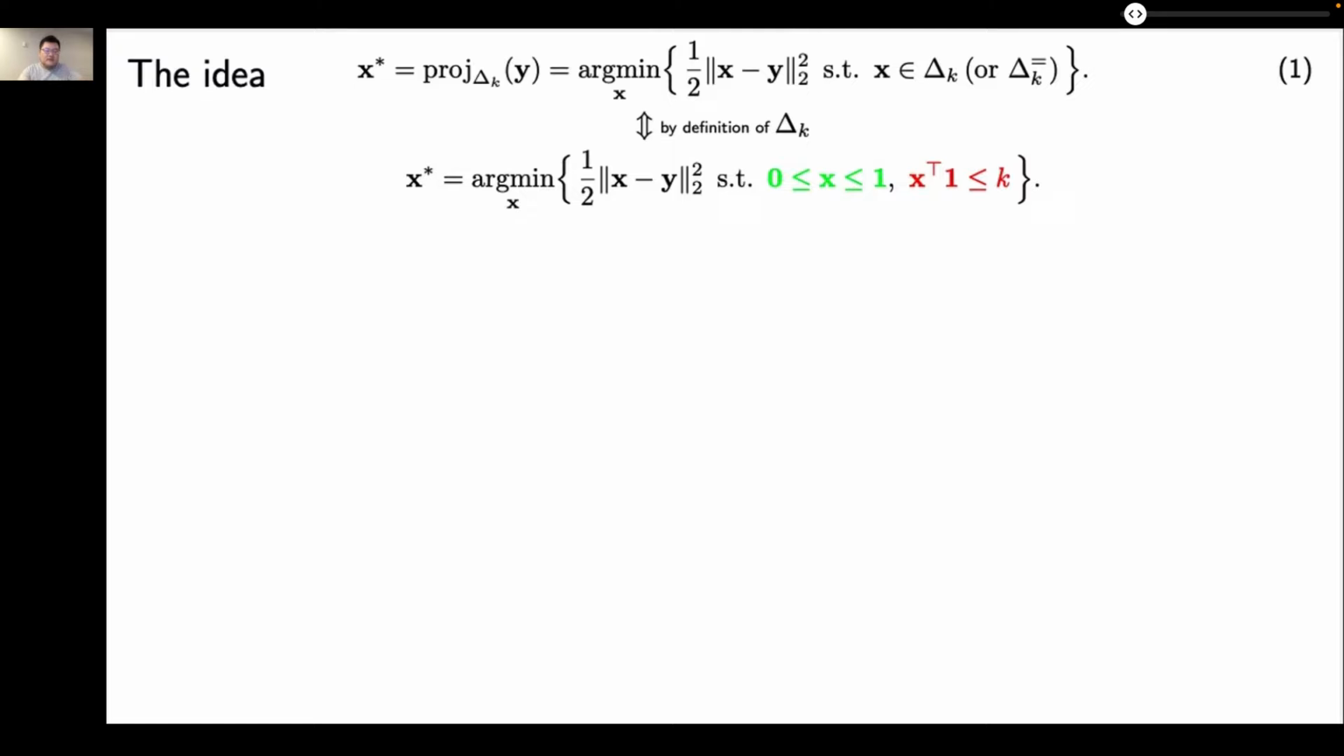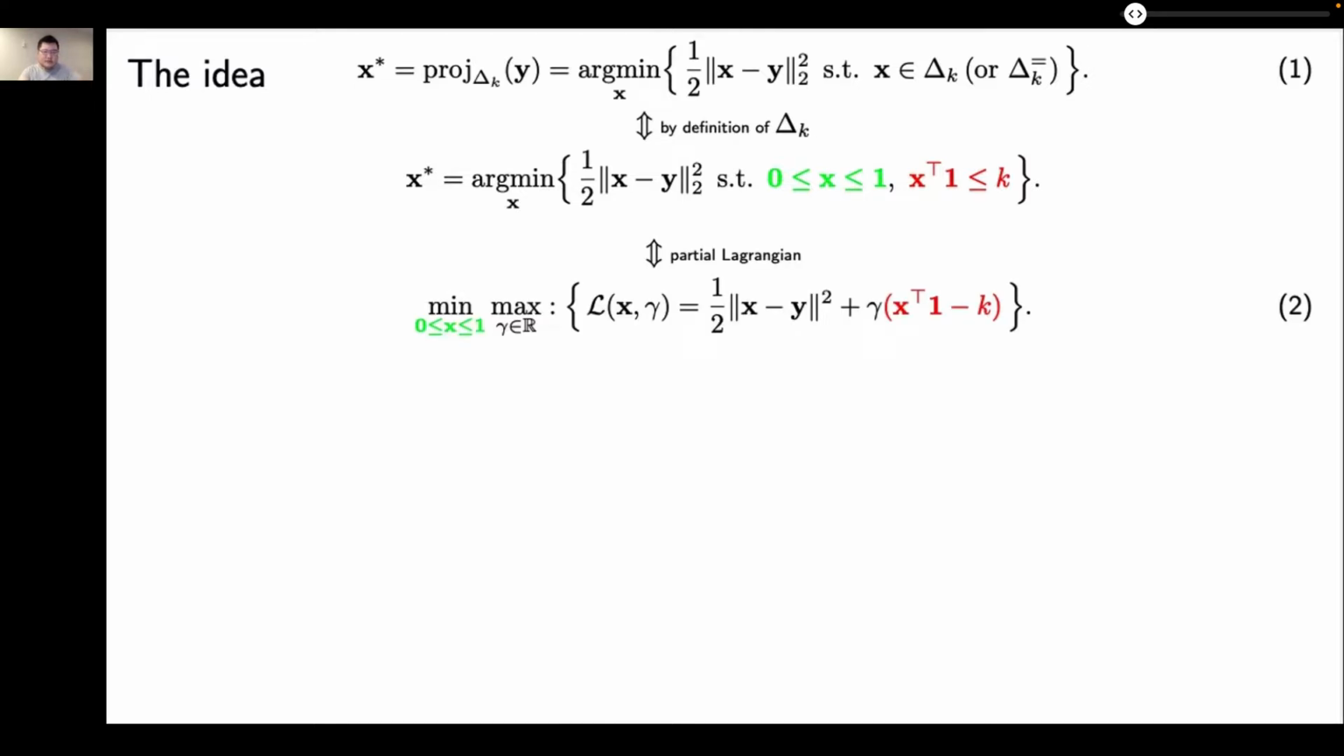So we now talk about the mathematical idea. The problem is projecting onto the Capped Simplex. By definition, delta K has two constraints, the green one and the red one. The green one is easy, so we keep the green one as a constraint. But the red one is the one making the projection difficult.